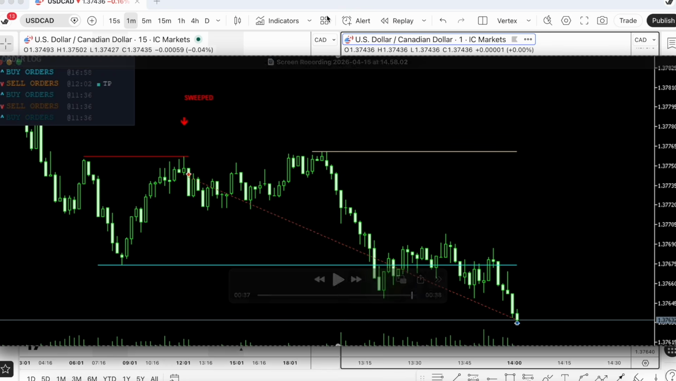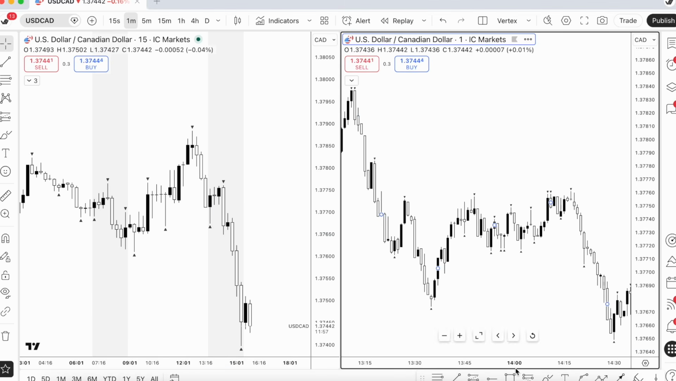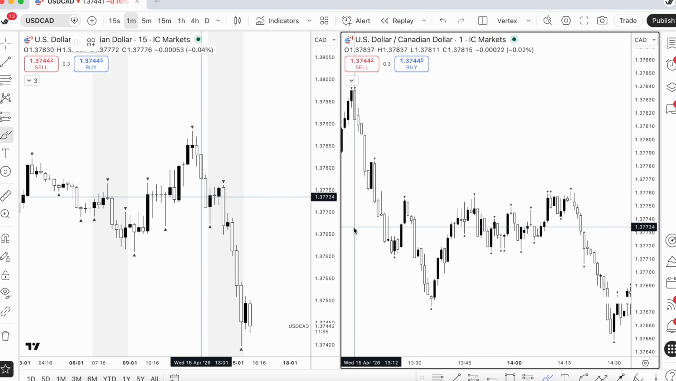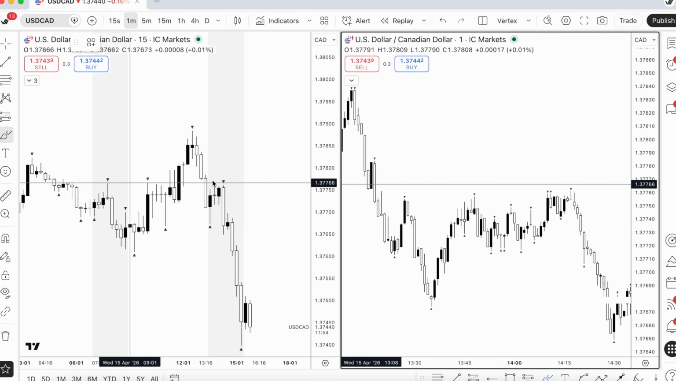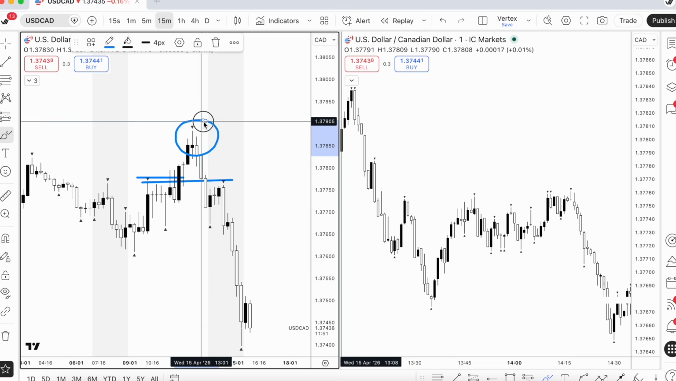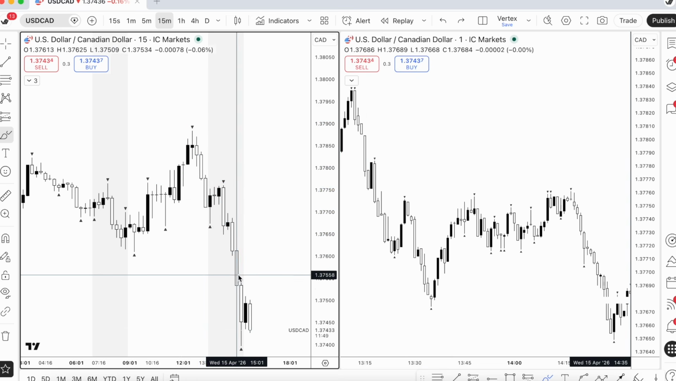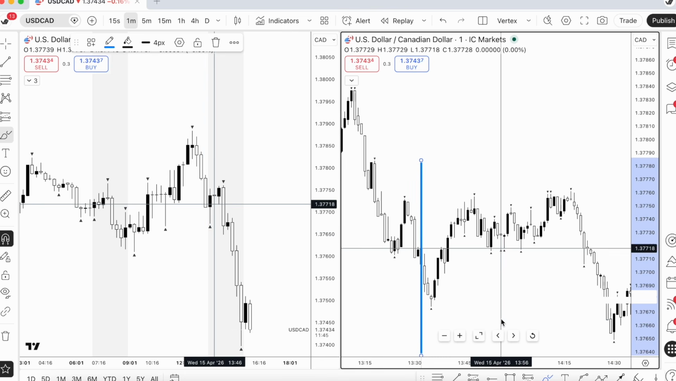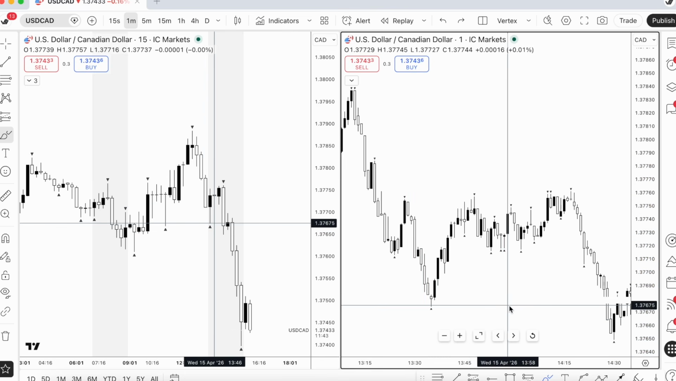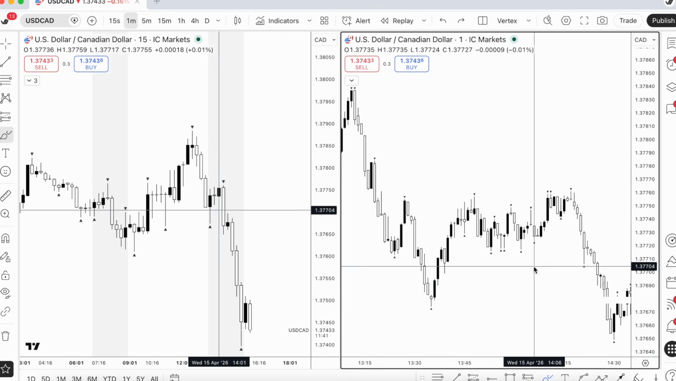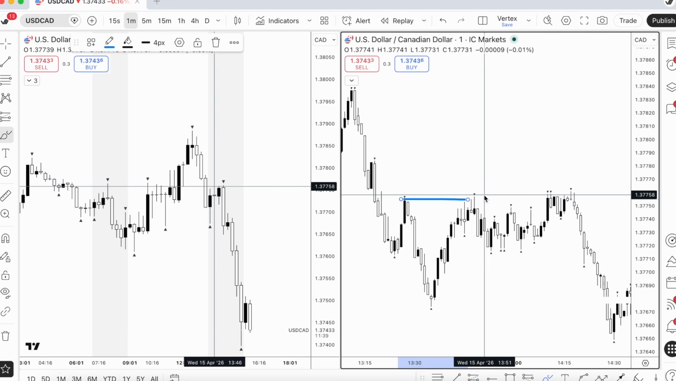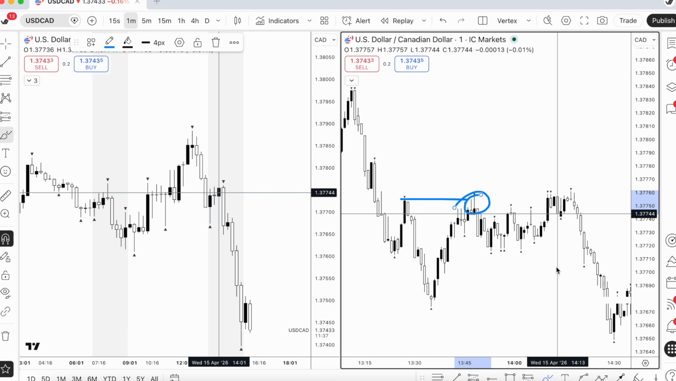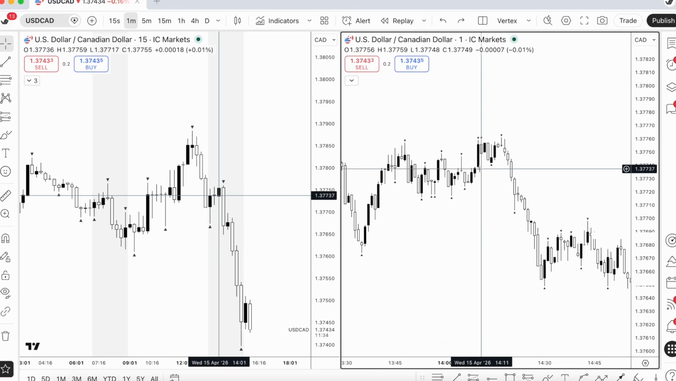There we go. Okay, so coming into the session, what we can see, and this is USD CAD New York, is we obviously have a sweep of the high, so we're looking to go short. And then coming into the session, I don't know where my indicator's gone, but this is coming into the session. And then straight away, what we have is the sweep of this high here, and then the entry.